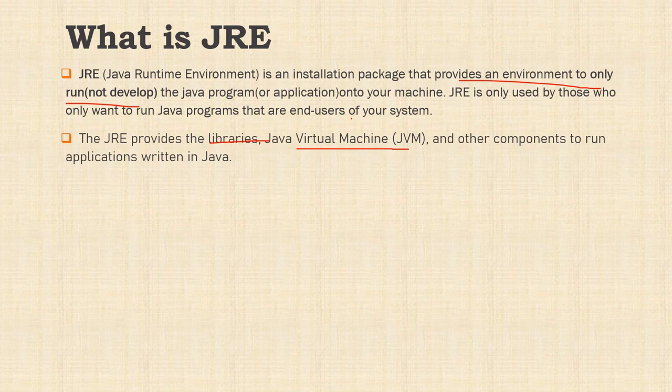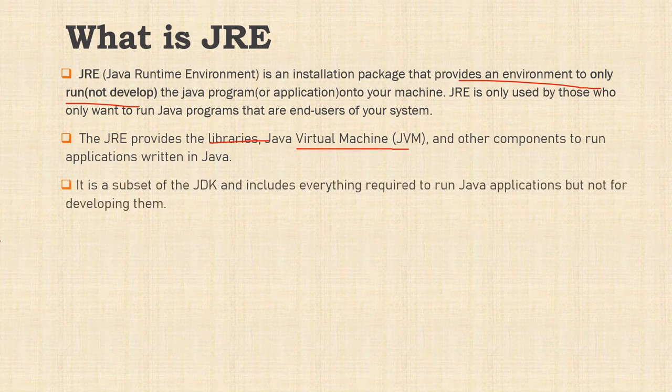So with the help of the JVM and other libraries, JRE provides the environment to run the Java application. It is a subset of JDK. Inside the JDK, JRE will be available, and inside the JRE, JVM will be available. So JRE is a subset of JDK, and includes everything required to run Java applications, but not for developing them.